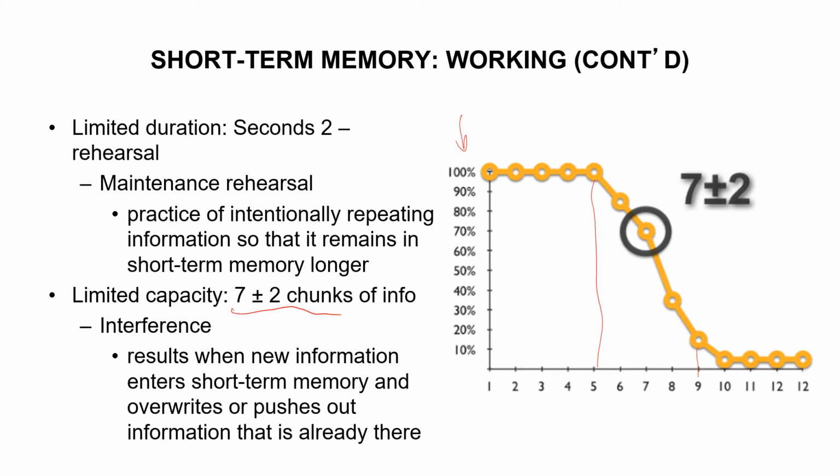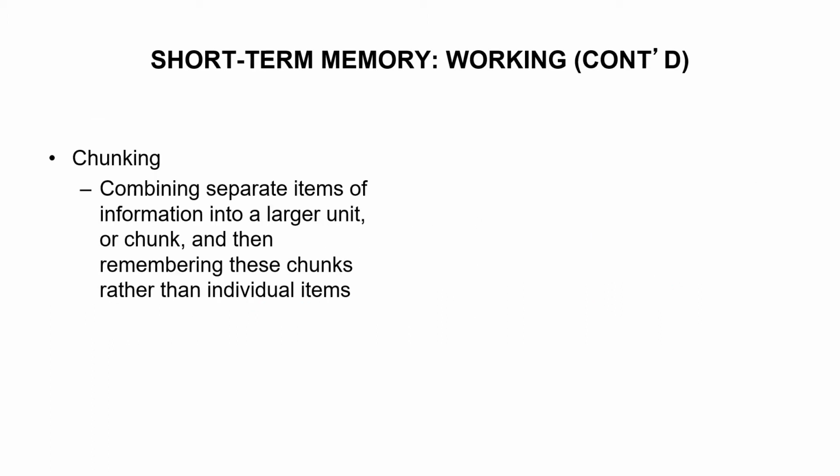But let's get to that chunking thing I was talking about. So chunking is where we combine separate items of information into larger units. And so when I keep saying 7 chunks of information, I don't mean 7 pieces of information. If I gave you this: 7, 5, 3, 6, 8, 1, 5. That is 7 pieces of information. If I asked you to remember that, most people would be able to remember that: 7536815, 7536815.